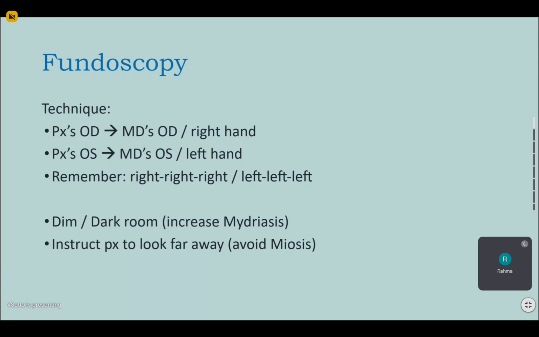So in performing your fundoscopy, you have to set the environment at a dim lit room or a dark room. So this would increase mydriasis, it would help you visualize the fundus more. And also, you have to instruct the patient to look far away to avoid constriction. So if the patient would fixate at a distant object, the pupil would remain dilated, or avoid miosis.